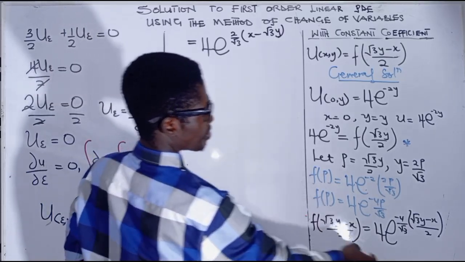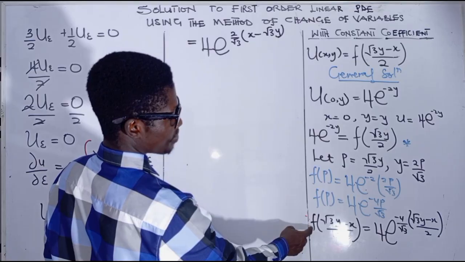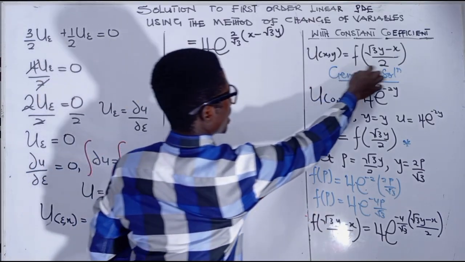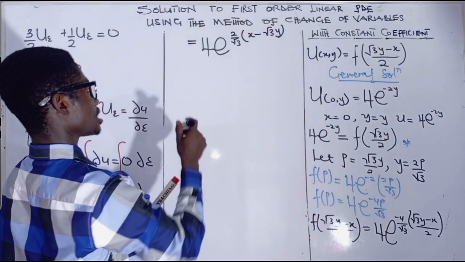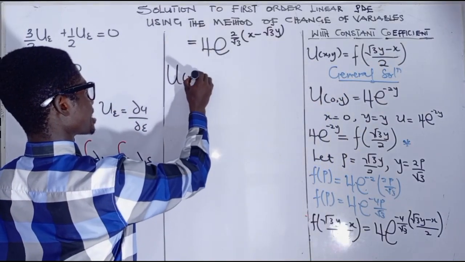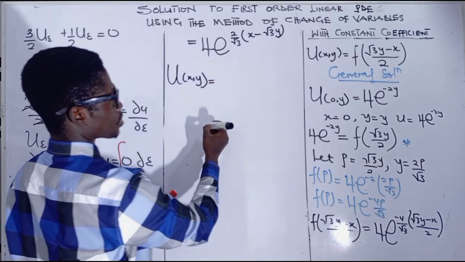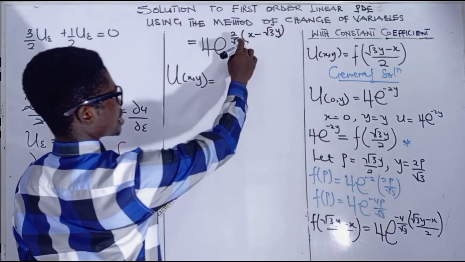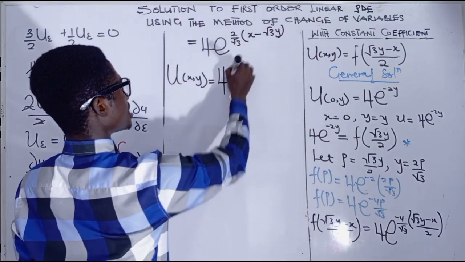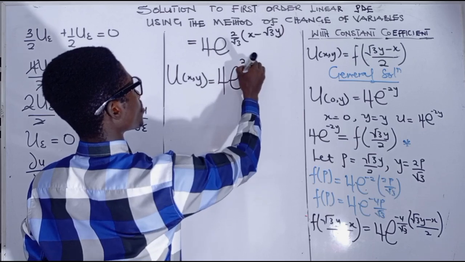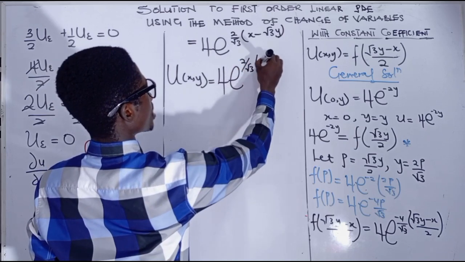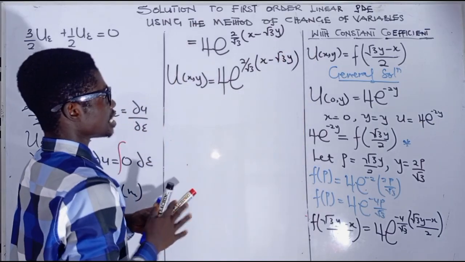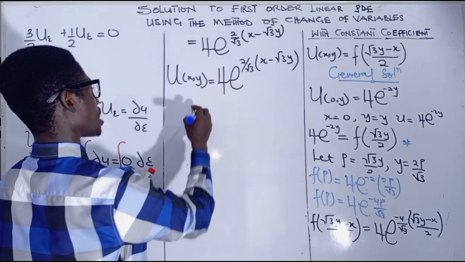Now that we have simplified, it means that wherever we see f at root 3y minus x all over 2, we are going to plug in this, and that is the whole of that. So our particular solution is going to be u at x, y is equal to this. So we have 4e exponent 2 all over root 3, multiplying x minus root 3y. Very, very easy and simple. So this becomes our particular solution.